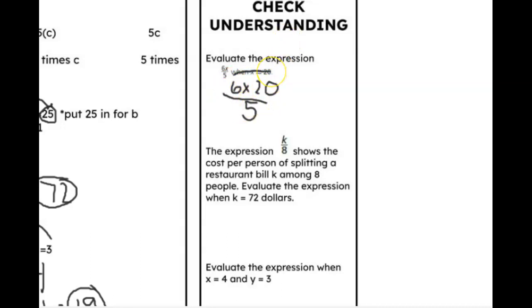We have to solve 6 times 20 first. So that's 120 over 5. Another way to write 120 over 5 is just taking 120 and dividing it by 5. It's the same exact thing, just written a different way. And when we do that, we get 24 as our answer.